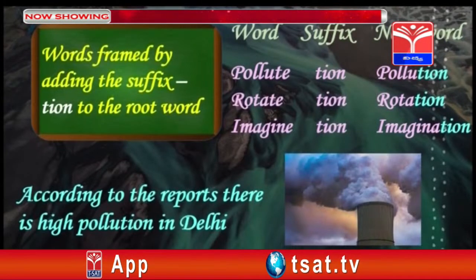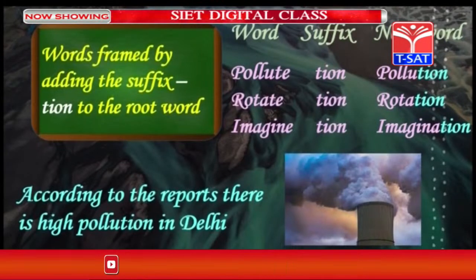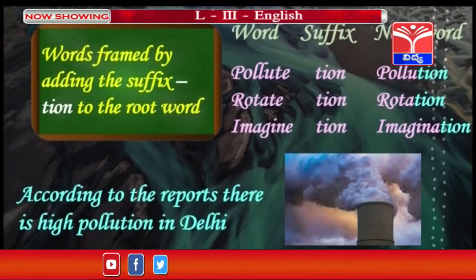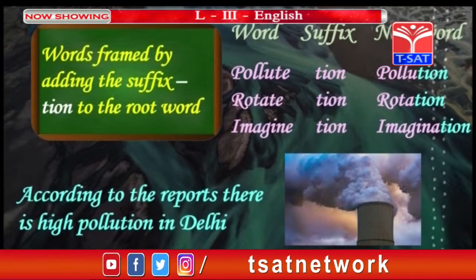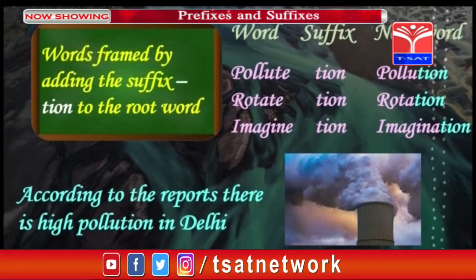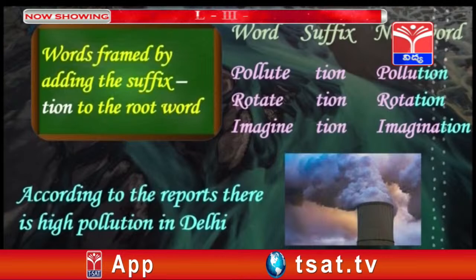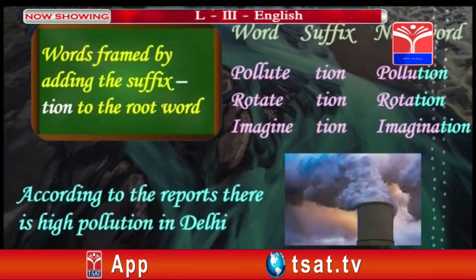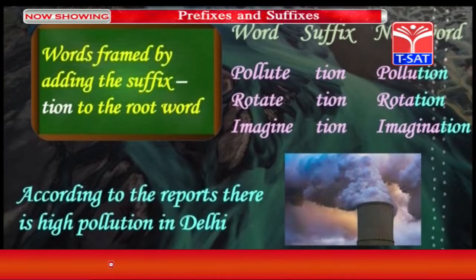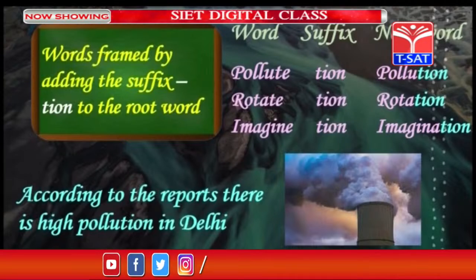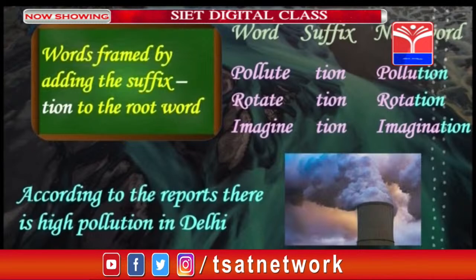Words framed by adding the suffix tion to the root word. For example, if we take the root word as pollute, by adding the suffix tion, the new word becomes pollution. In the same manner, rotate. By adding the suffix tion, the word becomes rotation.